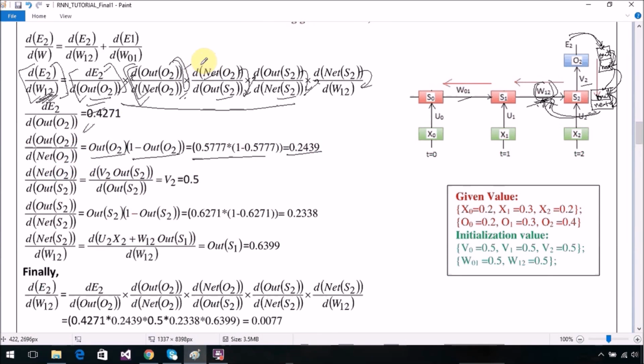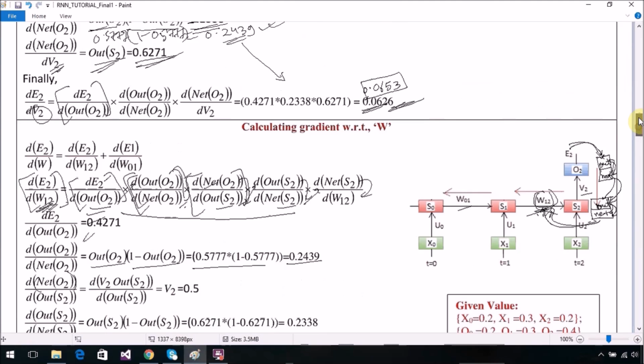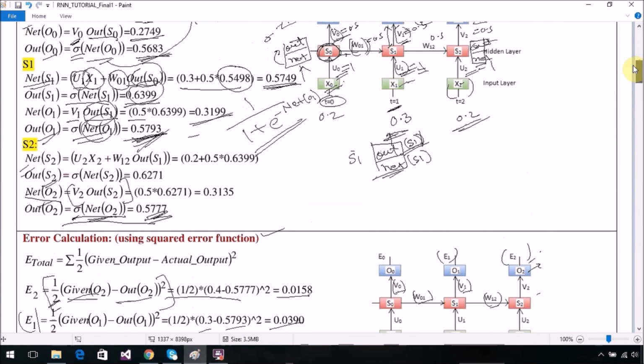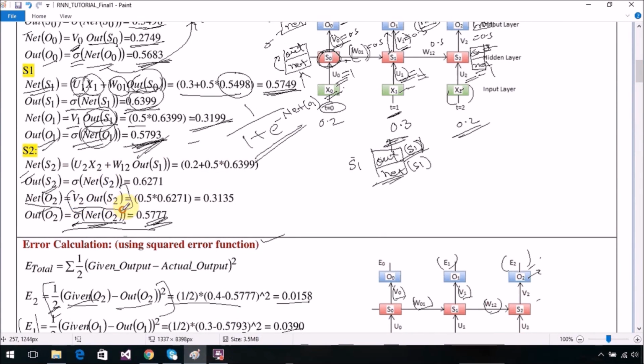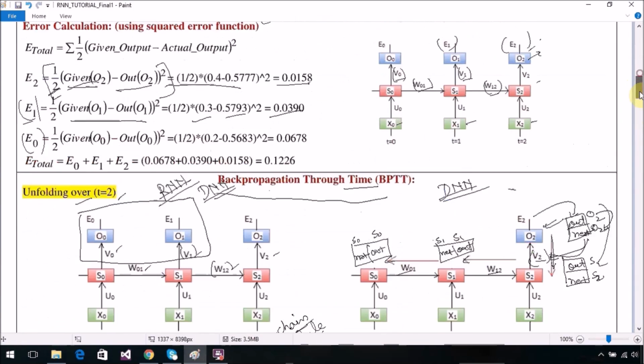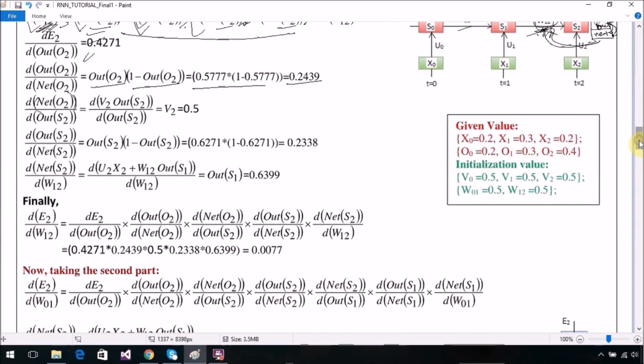Similarly, to calculate this part of the derivatives, we will use the expansion used to calculate net O2. In the previous step we calculated net O2, which is equal to V2 into out S2. So we copy it and take the differentiation with respect to out S2, which is equal to V2, which is a given value, and it is 0.5. Similarly, out S2 with respect to net S2, again the same sigmoid type of relation between them.